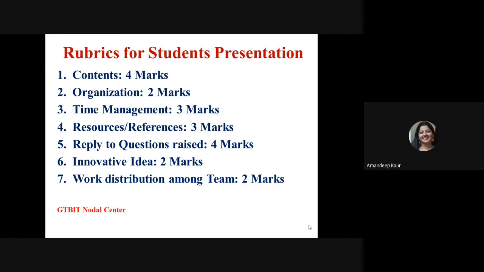Work distribution among team, 2 marks. So the first question to this particular presentation is: ma'am, when it comes to the project work, how many times do you evaluate the performance of the student at departmental level?